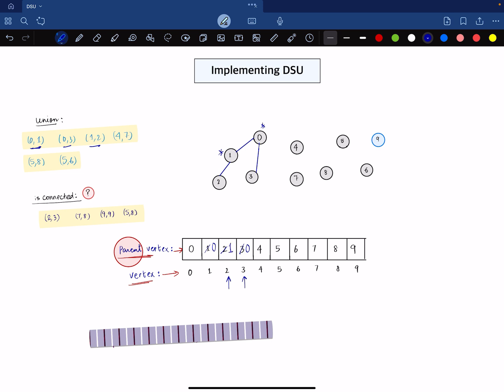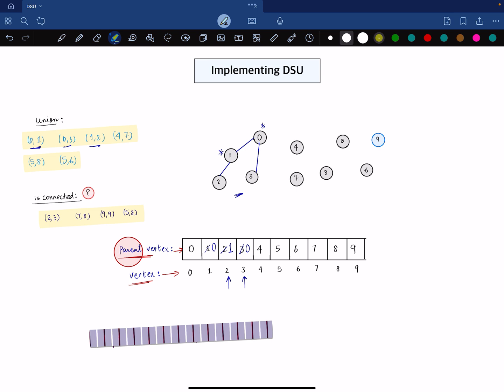Okay. Now, before I proceed further, I would like to emphasize a bit on this connectivity that we have formed here. How do we answer this question of whether 2 and 3 are connected? We answer that by looking at whether they share a common root or not. In this case, it is pretty much visible that the root of 2 and 3 is 0 and they are connected. But how can we fetch that information through the array?